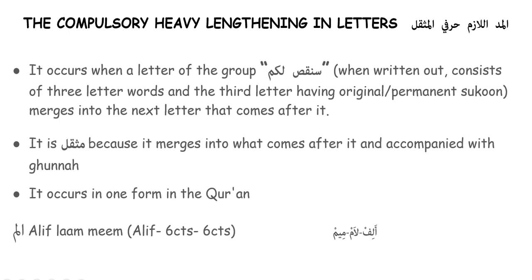When we look at it, I have spelled it out. Looking at the spelling of lam here, the mim has sukun, and the spelling of the next letter begins with mim. So it is possible for us to merge them together because they are identical, and when such a thing occurs, it is to be accompanied with ghunna. I hope this is very clear. Then it is going to be read as alif lam mim.